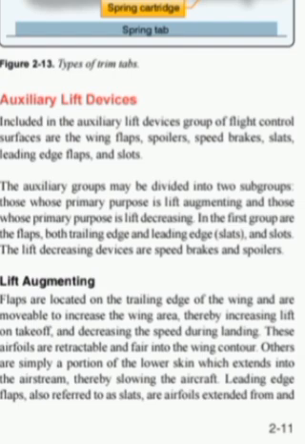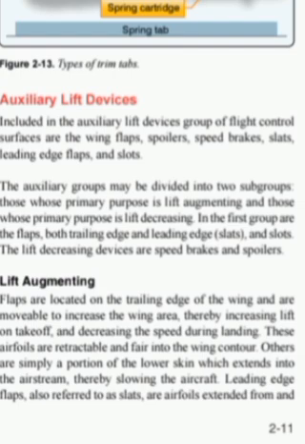Lift augmenting. Flaps are located on the trailing edge of the wing and are movable to increase the wing area, thereby increasing lift on takeoff and decreasing the speed during landing. These airfoils are retractable and fair into the wing contour. Others are simply a portion of the lower skin which extends into the airstream, thereby slowing the aircraft.